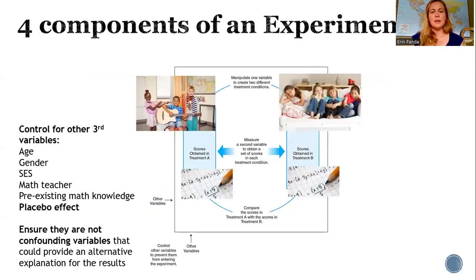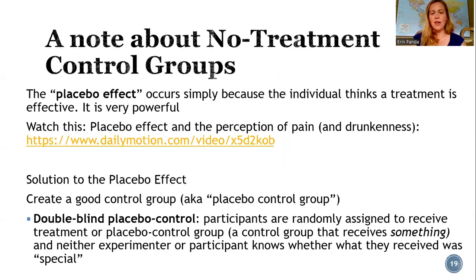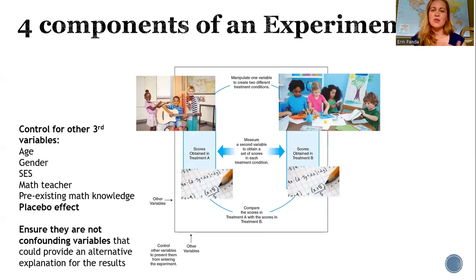So in our example, we could randomly assign kids to get either music or to get something that has the look and feel that it's special. So maybe they're still coming into the lab to receive some sort of training, and the schedule of the training and the ratio of teachers to kids are similar. It's just the content is different. So rather than learning music, maybe kids are learning art. And then we measure their math scores in 2 groups.